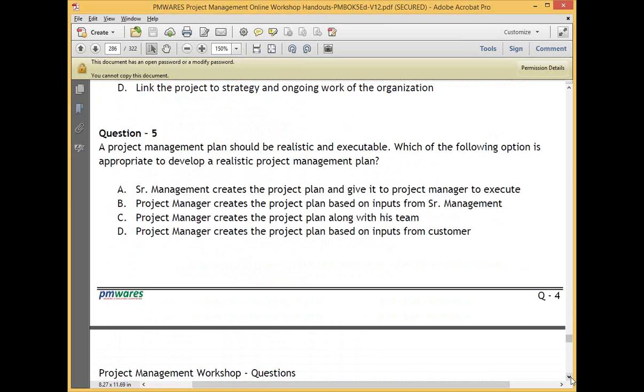Now if I go to D, because that is another option which is chosen, the project manager creates the project plan based on input from customers. Now look at C: the project manager creates the project plan along with the team. Now look at the question. The question is saying the project management plan should be realistic and executable, which means it is more comfortable for the team.